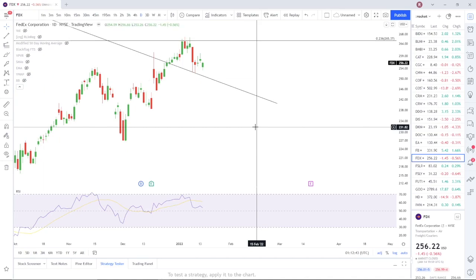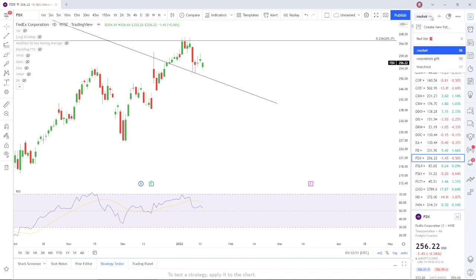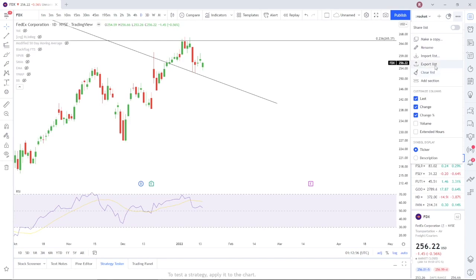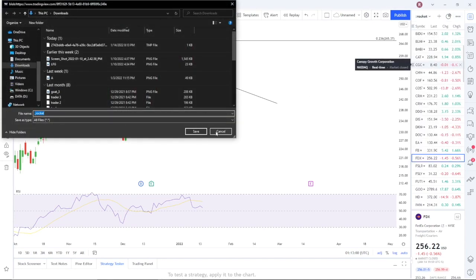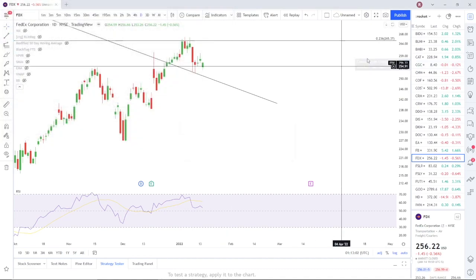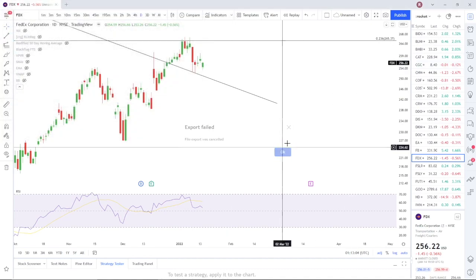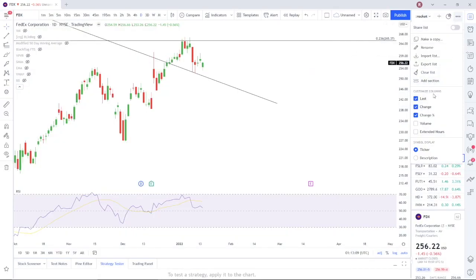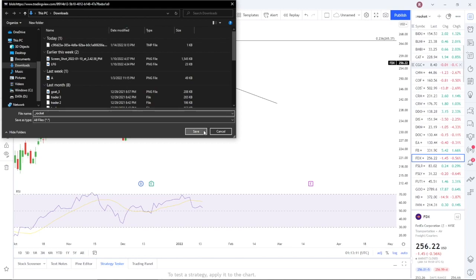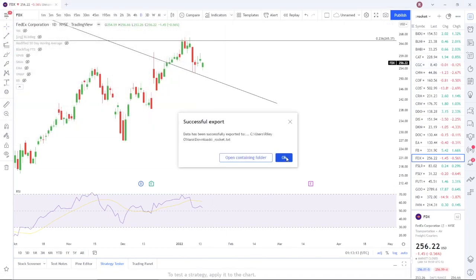Is there a way to share a watch list? It's getting for noobs. Is there any way to share watch lists? I think so. You can, if I'm not mistaken. Is it a file? Let me see. I've never tried this before, so please bear with me. Export. Okay.